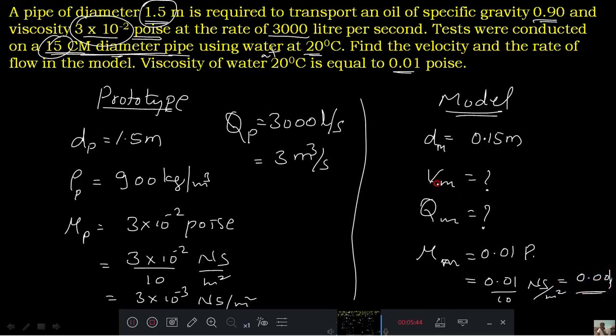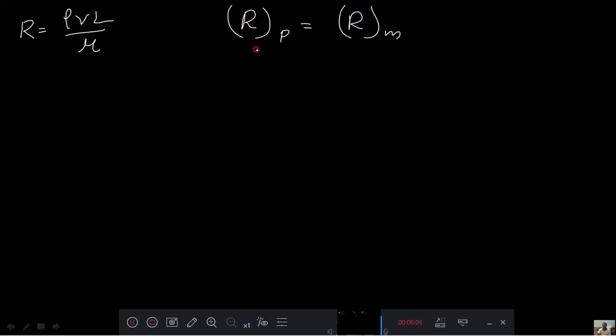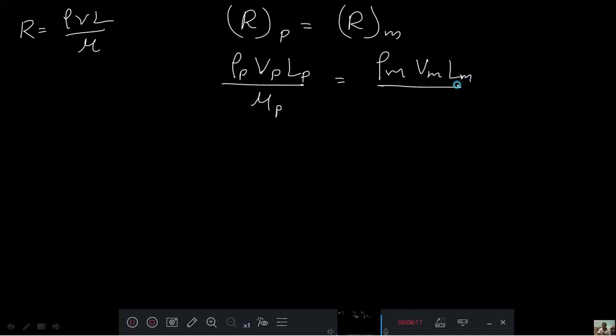Okay, now I need to concentrate on these two parameters. What does the model law tell? That Reynolds number, which we already know is rho VL by mu, for the prototype and for the model must be the same. Therefore rho_p V_p L_p divided by mu_p must be equal to rho_m V_m L_m by mu_m.